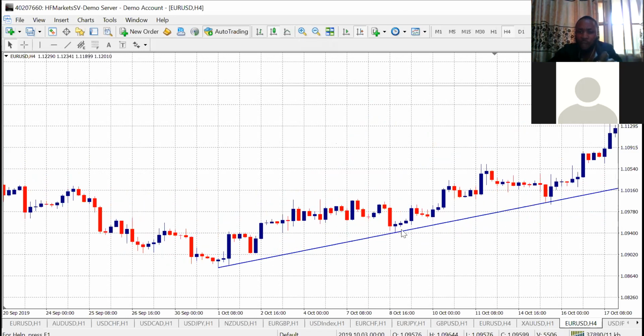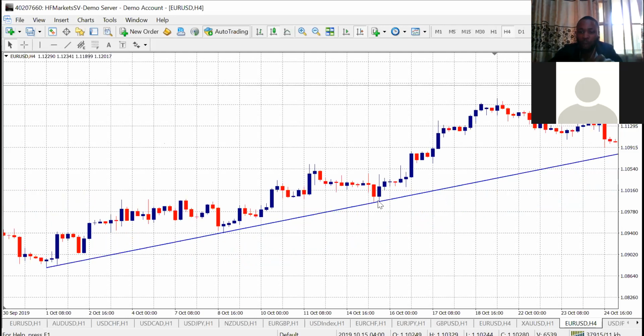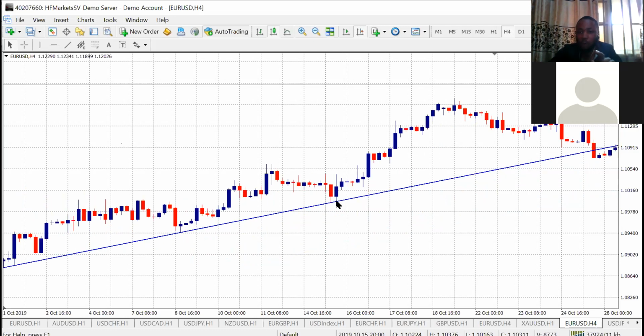And you can see the second point here. You can see another pin hammer, a hammer candlestick, that formed again on top of this trend line, which makes it the second point for me to draw my trend line. And you can see what happened at the top point. You can see that the market reacts on that trend line, and it goes back up.